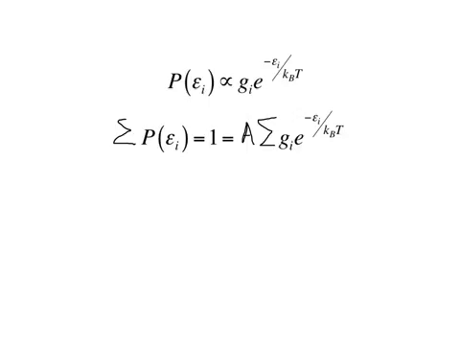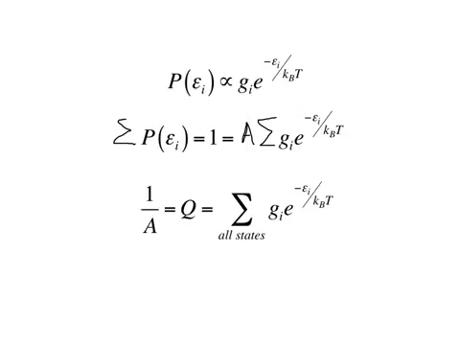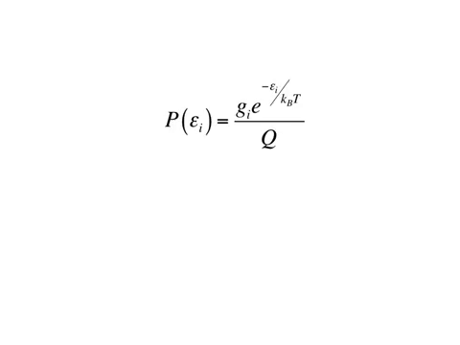From this, we can see that 1 over that normalization constant, which we're going to call Q, the partition function, is equal to the sum over all states of the degeneracy times the Boltzmann factor, this exponential factor in the energy. Thus, the fraction of all molecules having energy E sub I, or the probability that I will find a molecule with energy E sub I in my system, is equal to the degeneracy of that level, the Boltzmann factor, divided by the normalization constant, Q, which we call the partition function.